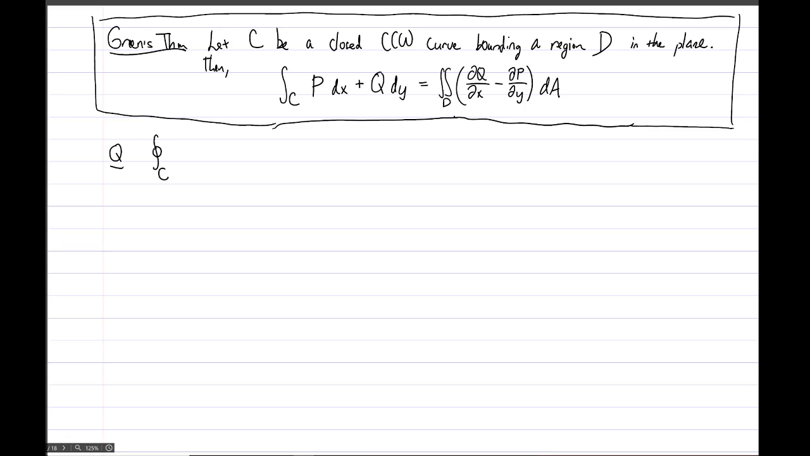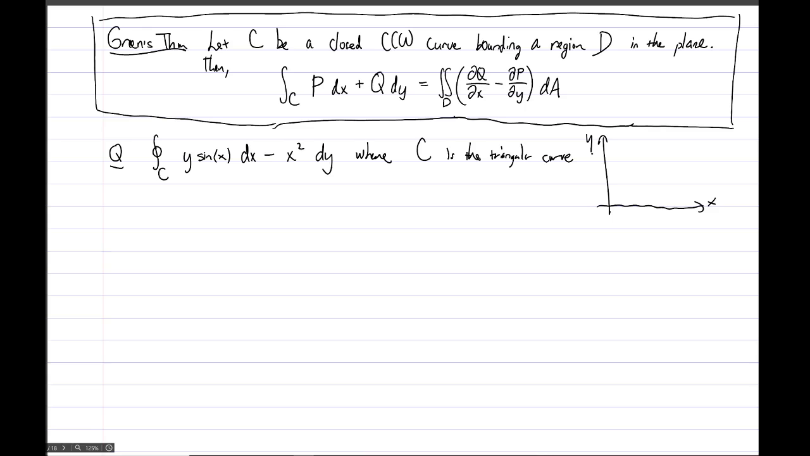Okay, of what? Of y times sine of x dx minus x squared dy, where C is the triangular curve. Let's draw a picture to describe the curve. So, let's draw that axis better.